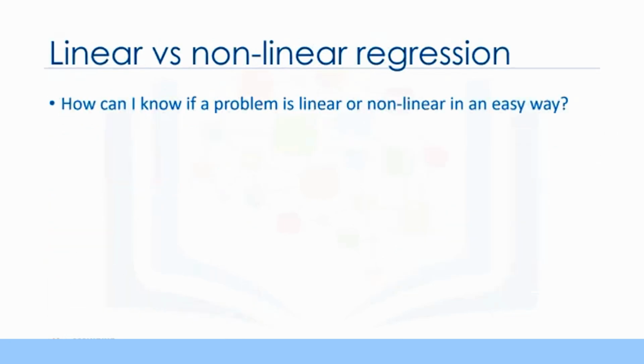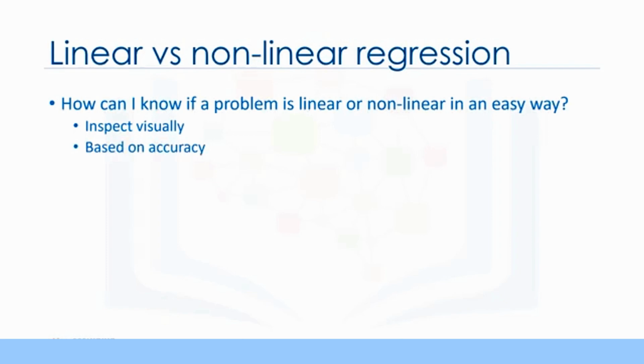Let me answer two important questions here. First, how can I know if a problem is linear or nonlinear in an easy way? To answer this question, we have to do two things. The first is to visually figure out if the relation is linear or nonlinear. It's best to plot bivariate plots of output variables with each input variable. Also, you can calculate the correlation coefficient between independent and dependent variables, and if for all variables it is 0.7 or higher, there is a linear tendency, and thus it's not appropriate to fit a nonlinear regression.